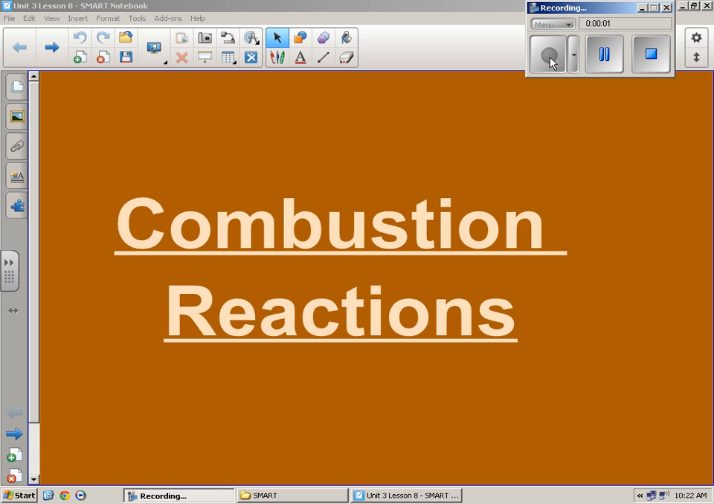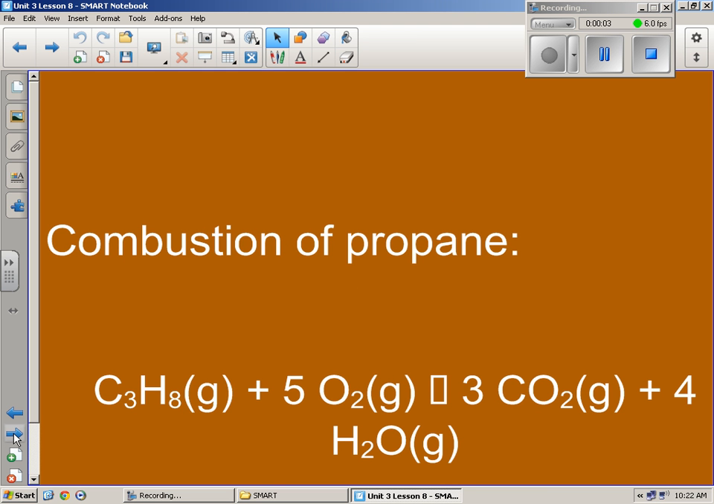Combustion reactions is the first one to look at. Combustion of propane, for example, would look something like this here. C3H8, we know what propane looks like, of course, with oxygen gives us carbon dioxide gas and water, and you'd want to balance that out, etc.